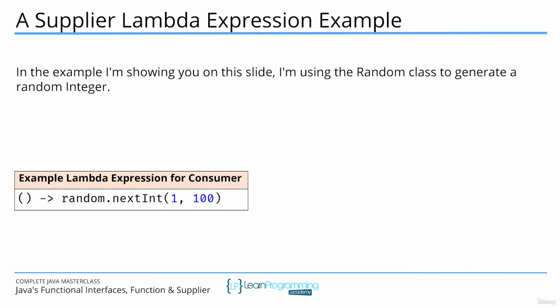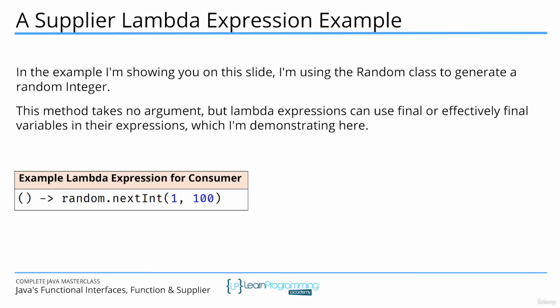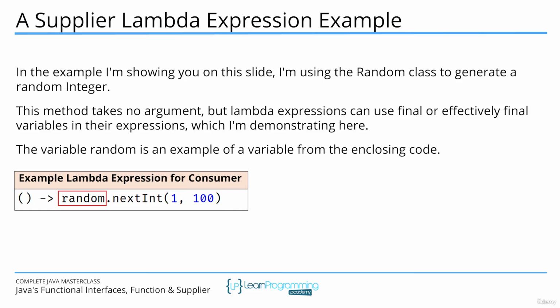In the example I'm showing you on this slide, I'm using the Random class to generate a random integer. This method takes no argument, but lambda expressions can use final or effectively final variables in their expressions, which I'm demonstrating here. The variable random is an example of a variable from the enclosing code. Let's get back to the code, and I'll demonstrate code similar to this in my main method.